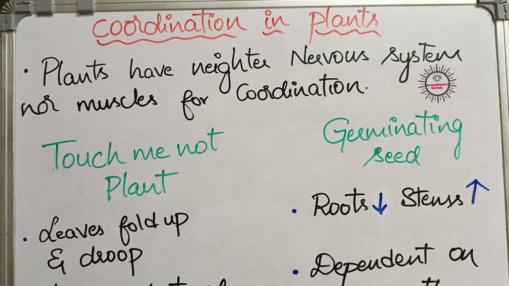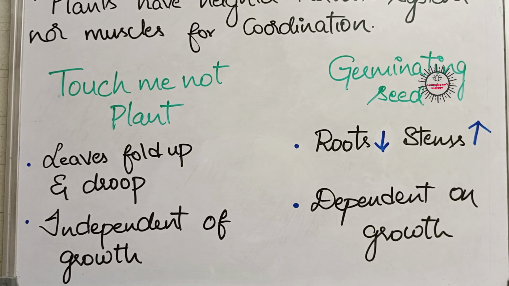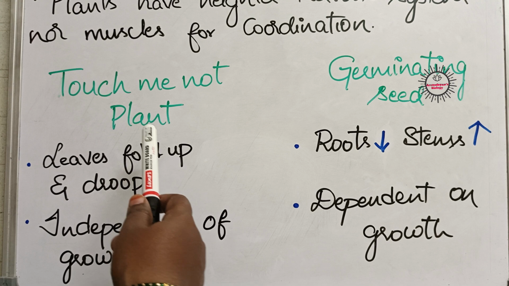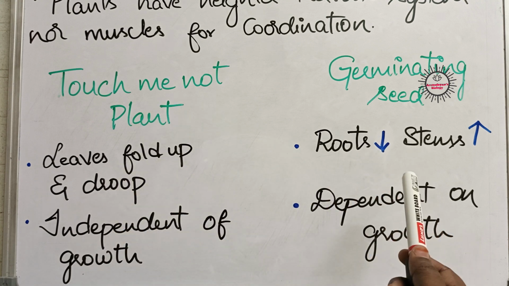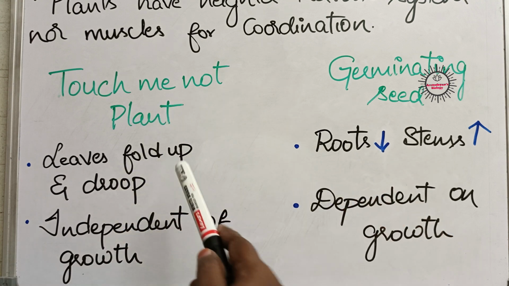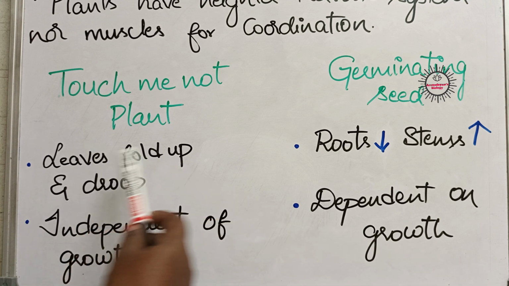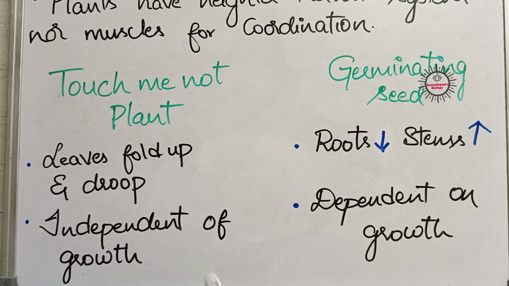Let me explain. In order to understand this concept, we have to take two examples, touch me not plant and germinating seed. In case of touch me not plant, if we touch any leaf of it, we can clearly observe that the leaves fold up quickly and they droop. They fold up immediately when we touch them.